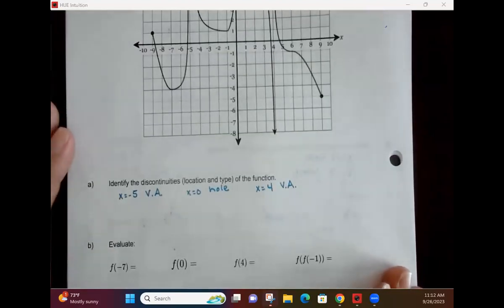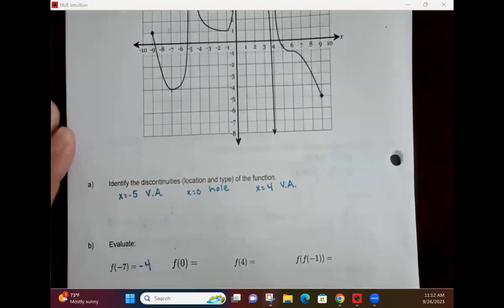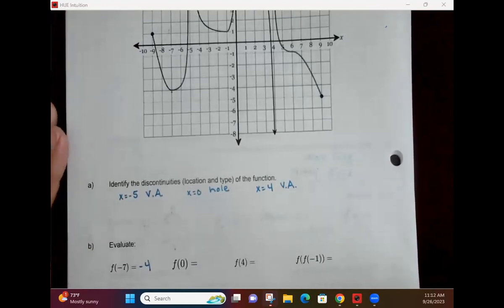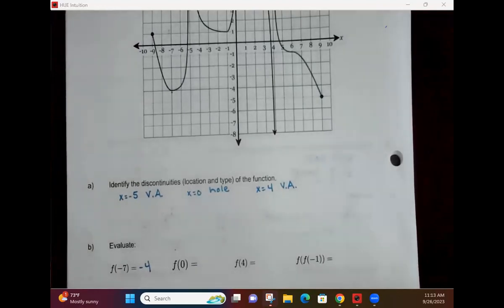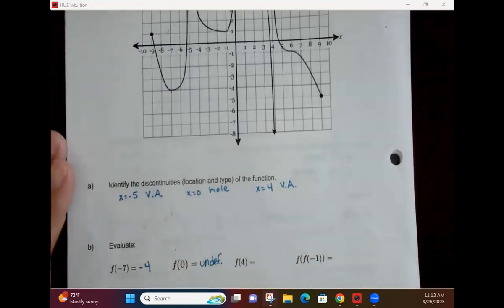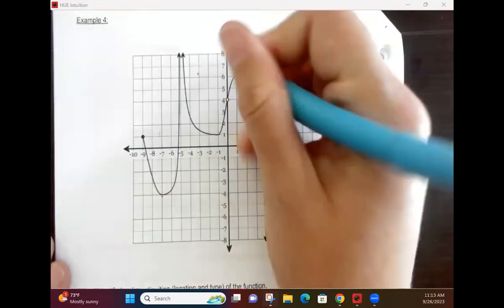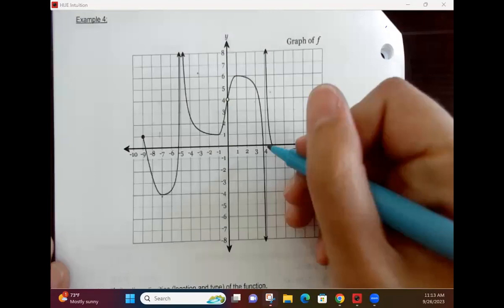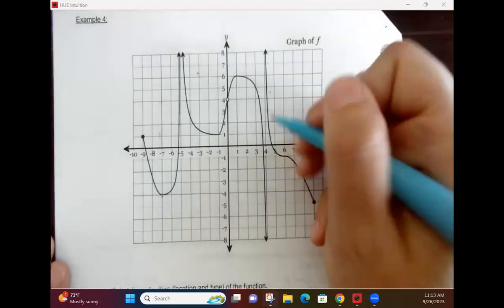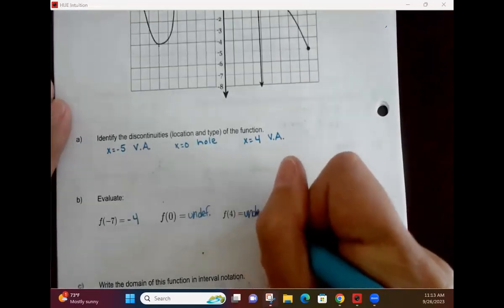Okay, let's evaluate f of negative 7. What is f of negative 7? Negative 4. How about f of 0? Undefined. Yep, just hard to hear you over there. Undefined. How about f of 4? That's also undefined, right? F of 0 is a hole, so there's no point when x equals 0. F of 4, x equals 4 is an asymptote, so there's also no point when x equals 4. So this is another undefined.